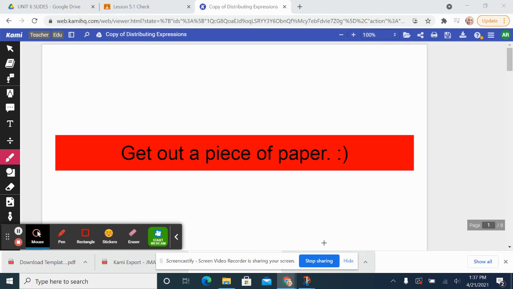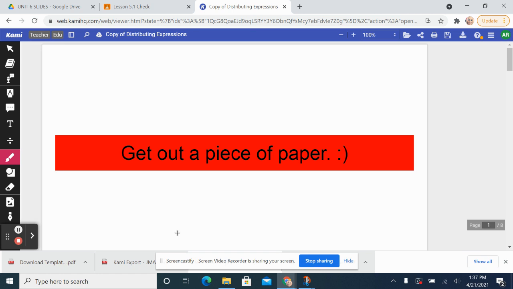All right, so today we're going to be learning about the distributive property. So we won't be in your book. What I'm going to do is just kind of teach you on paper how to do this. So if you could get a piece of paper out, that's what you're going to be taking your notes on, and that's what you're going to be turning in today.